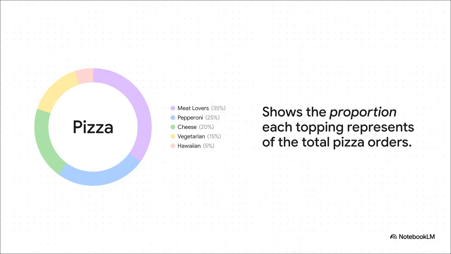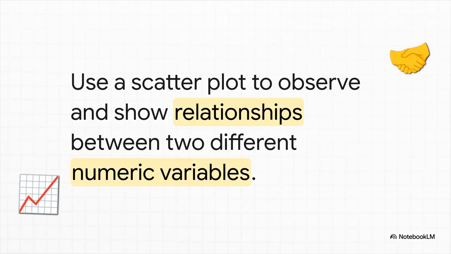So, with this donut chart, the same pizza data tells a slightly different story. Instead of just seeing which one's the most popular, you see exactly how much of the pizza pie each topping gets. You can see Meat Lovers is more than a third of the total, and Poor Old Hawaiian is just a tiny little sliver.